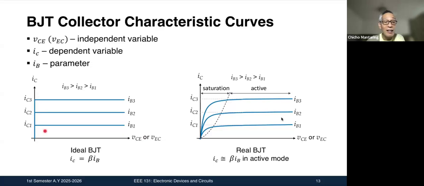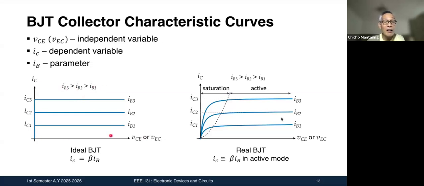As a matter of fact, in this particular case, it won't even affect the current IC. Let me explain that more later on. What other information do we need to know to determine the current IC? In this particular case, we need to know the base current.